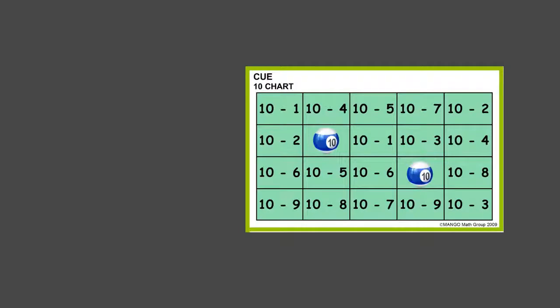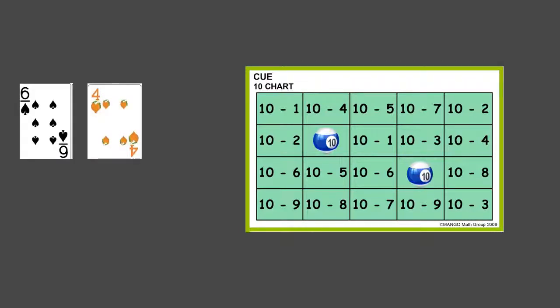The use of the game boards is to add a little bit more challenge and to slow down the game and get students to think about inverse operations. In this case, they'll have the game board that has a 10 chart. And once they grab their pairs, let's say they had a 6 and a 4, they can choose to cover up 10 minus 4 on the game board, or they can choose to cover up 10 minus 6 on the game board. But they have to choose one or the other.